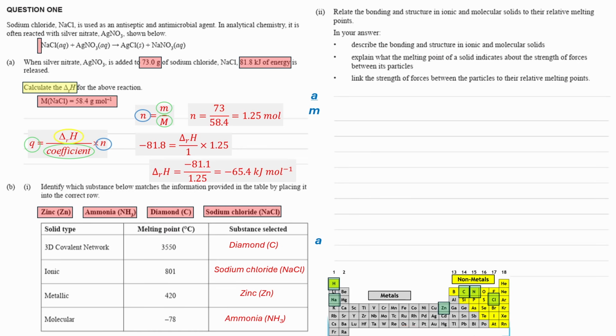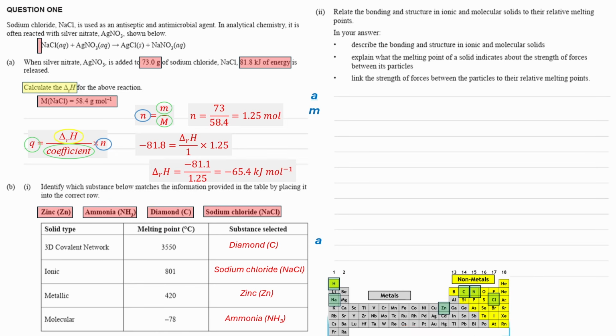Okay, so the next part of this question: relate the bonding and structure in ionic and molecular solids to the relative melting points. In your answers, describe the bonding and structure of ionic and molecular solids. Explain why the melting point of a solid indicates the strength of forces between its particles. Link the strength of forces between the particles.